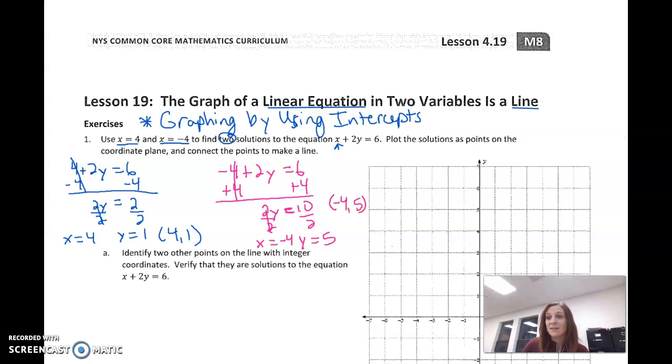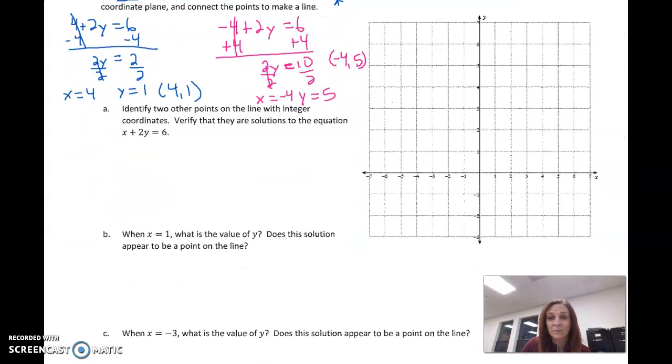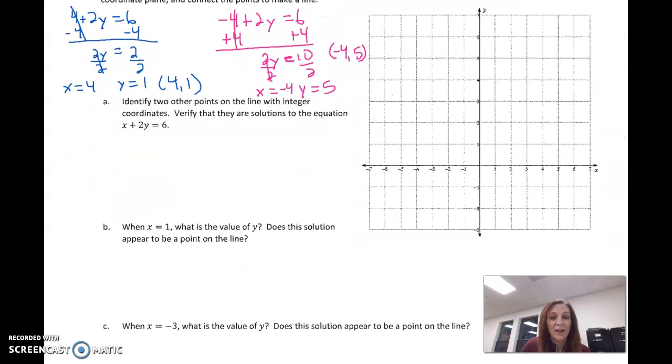All right, so let's plot these. Remember, left-right movement first: (4, 1) and (negative 4, 5). And then I can draw a line through them. And I didn't do too bad with my line.